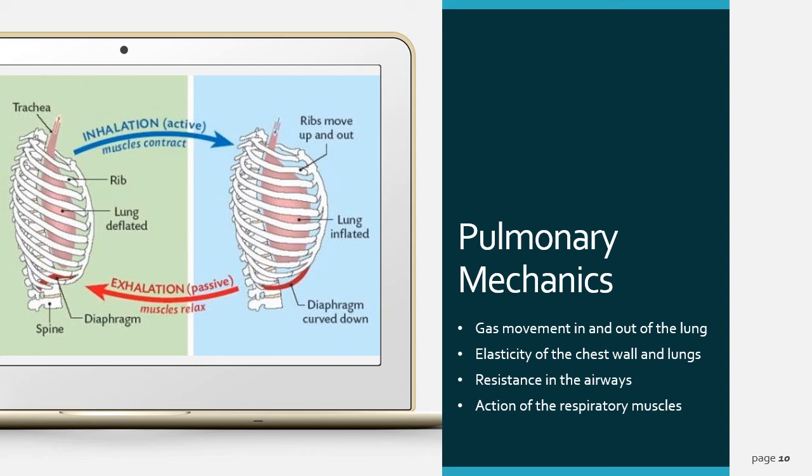Other pulmonary mechanics include looking at the elasticity of the chest wall and lungs, resistance in the airway, and the action of the respiratory muscles. These include lung compliance, such as dynamic and static lung compliance, and pressure, flow, and volume over time.